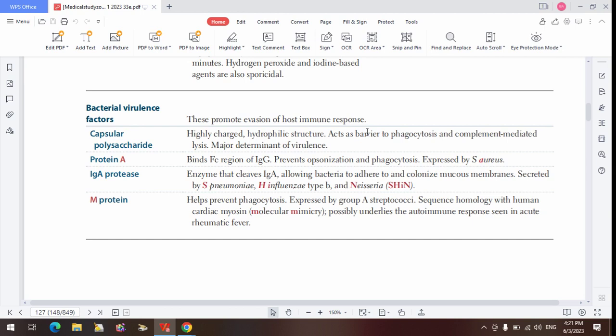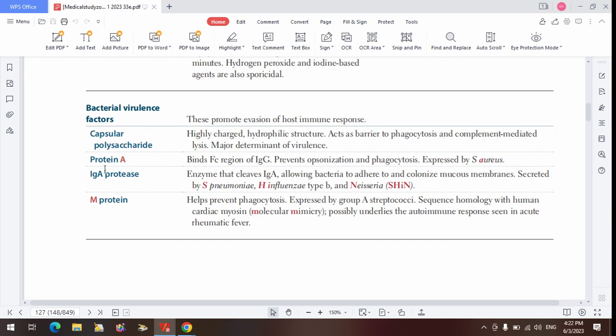Exactly. But anything that actually makes it cause that damage, we tend to say is a pathogenicity factor, a pathogenic factor. Yeah, I get it, two different things. So four different virulence factors: the capsular polysaccharide, protein A, the IgA proteases, and the M protein. These are not present in one organism. Different organisms share these things.